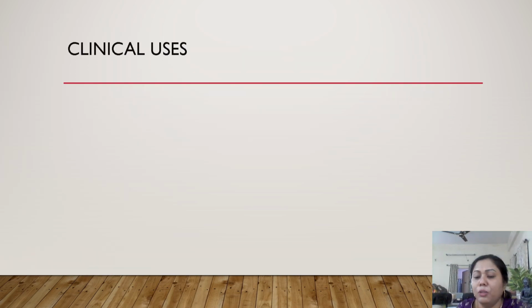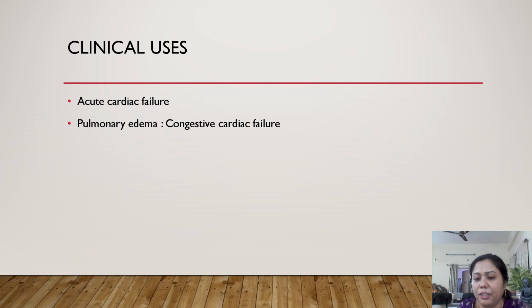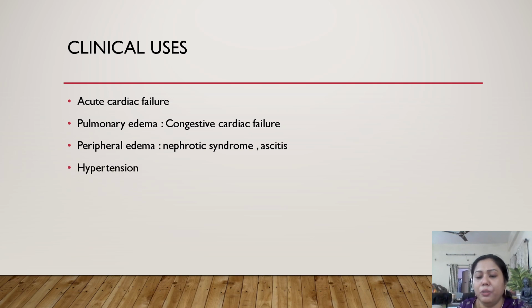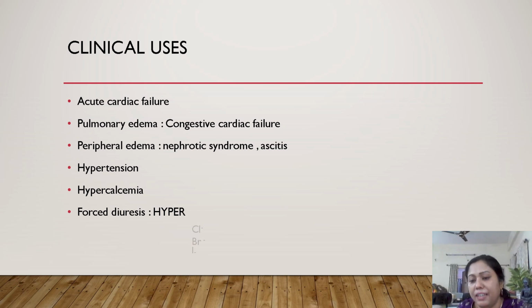So let's see how the loop diuretics are used in clinical scenarios, right? Their clinical uses are they are used in acute cardiac failure, okay, as they reduce the preload on the heart. They are used in edematous conditions, like pulmonary edema caused due to congestive cardiac failure, in peripheral edema, which is seen in nephrotic syndrome, ascites, liver failure. They are used to treat hypertension, hypercalcemia, and even for forced diuresis to control the intoxication caused by certain anions like chloride, bromide, iodide. Okay guys?